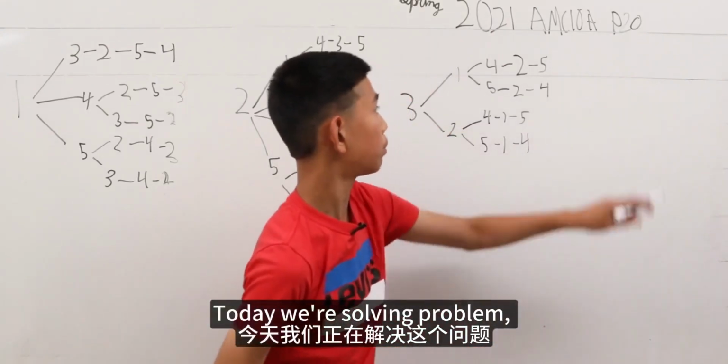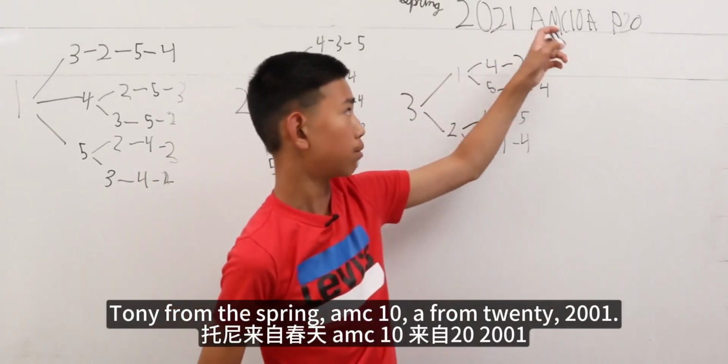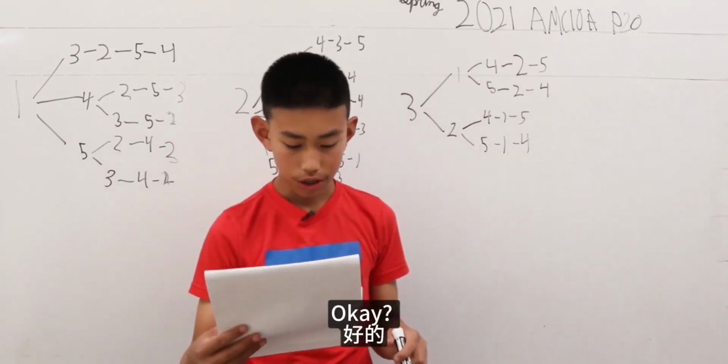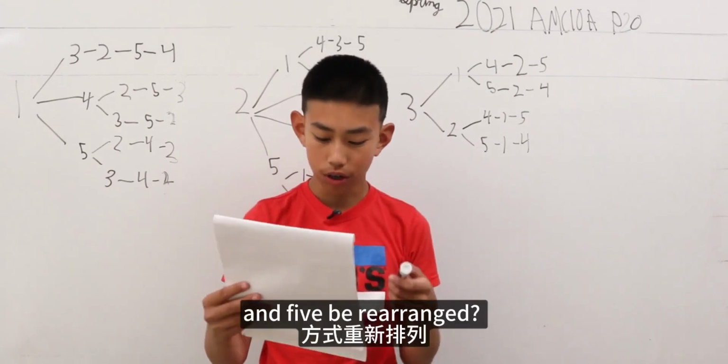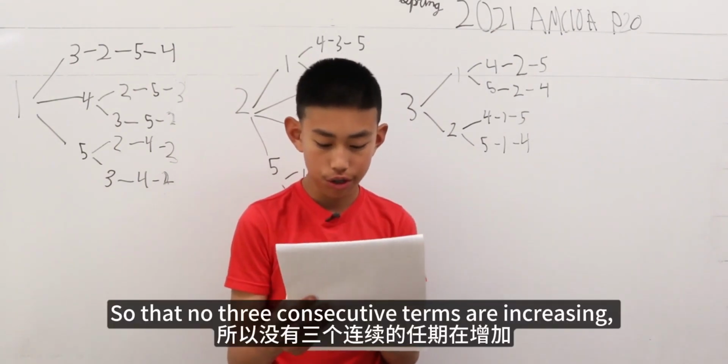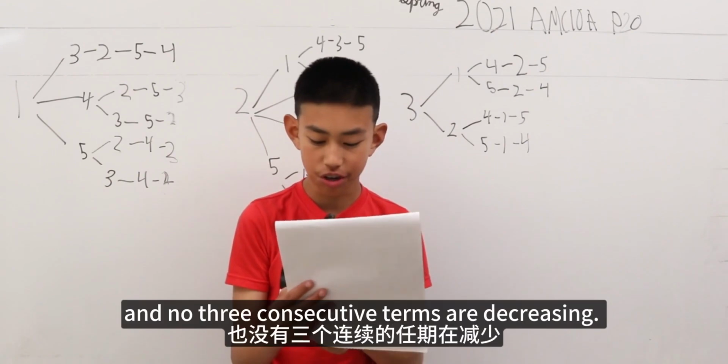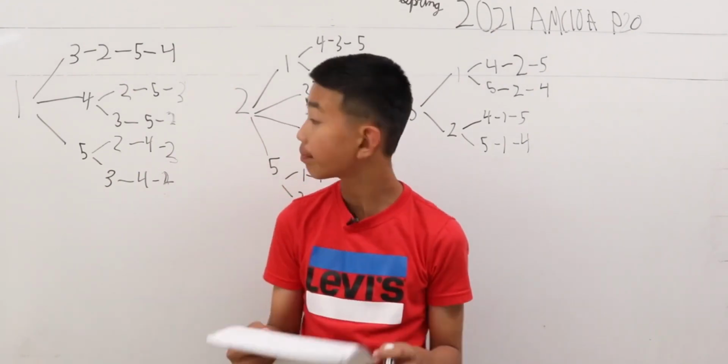Today we're solving problem 20 from the Spring AMC 10A from 2021. In how many ways can the sequence 1, 2, 3, 4, and 5 be rearranged so that no 3 consecutive terms are increasing and no 3 consecutive terms are decreasing?